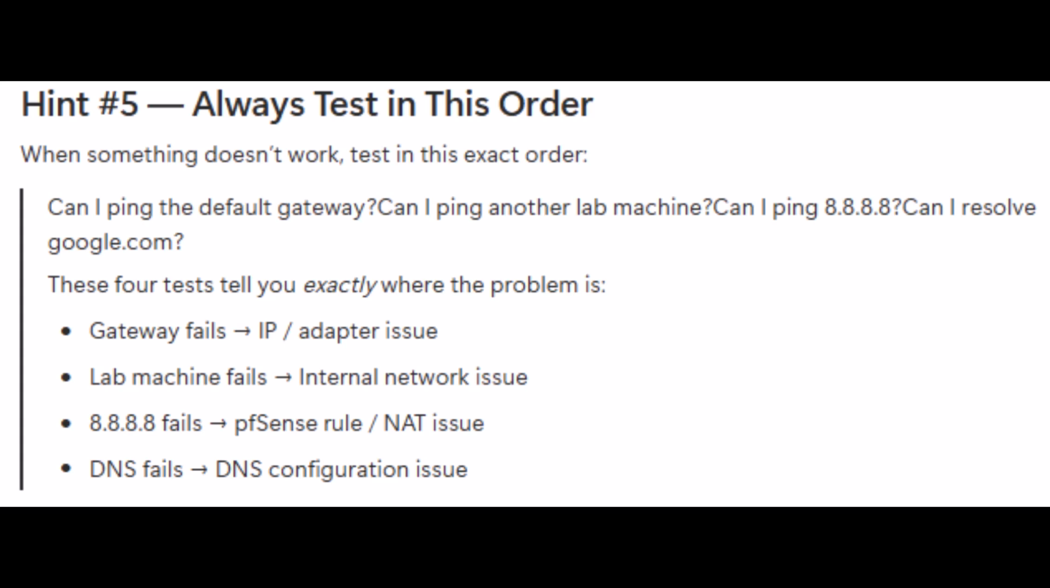If the gateway fails, then it's an IP or an adapter issue. If a lab machine fails, then it's an internal network issue. If 8.8.8.8 fails, then it's a pfSense rule or maybe a NAT issue. And lastly, if the DNS fails, then it's a DNS configuration issue.